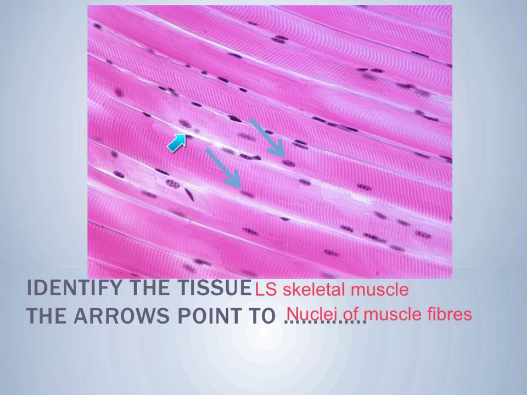But what about these nuclei in the connective tissue in between? Look at this nucleus, it is very dark, and this one is pale. So these dark nuclei are the nuclei of the endomysium, and the relatively pale nuclei here are the nuclei of the skeletal muscle fiber.